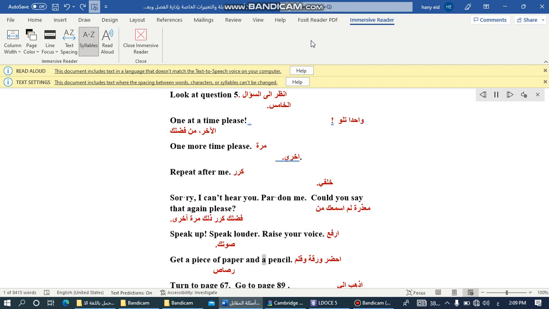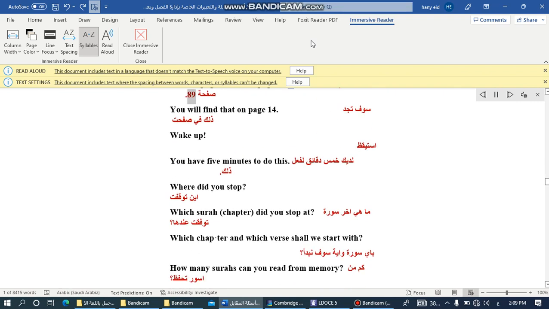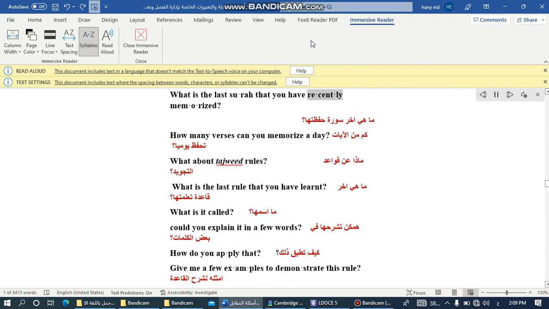Get a piece of paper and a pencil. Turn to page 67. Go to page 89. You will find that on page 14. Wake up. You have 5 minutes to do this. Where did you stop? Which surah, chapter, did you stop at? Which chapter and which verse shall we start with? How many surahs can you read from memory? What is the last surah that you have recently memorized? How many verses can you memorize a day?